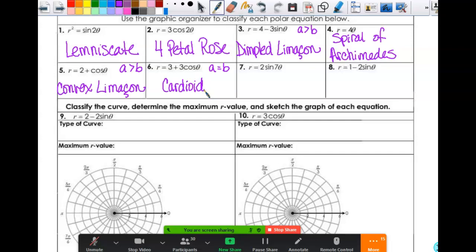All right, so number 7, no more plus or minus, so I know I'm not in the limaçon category. 2 sine 7 theta, what category does that put it in? A rose. How many petals would it have? 7, very good, because that's odd. So this is a 7-petal rose.